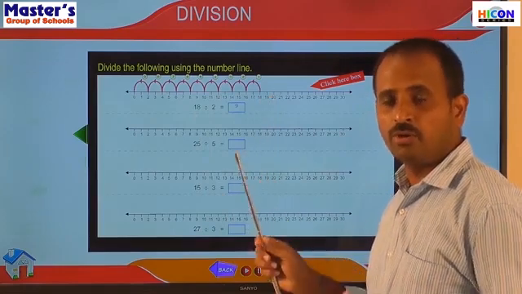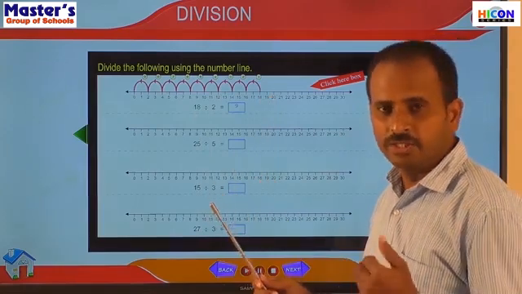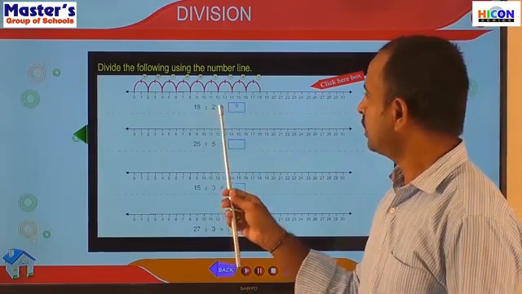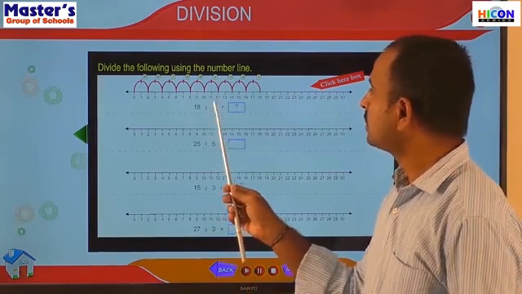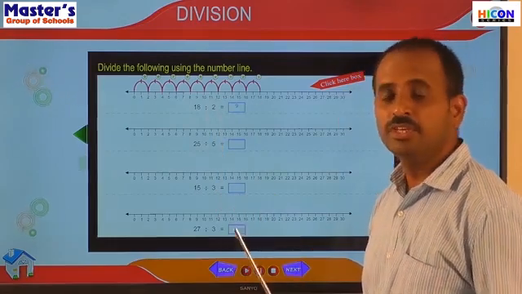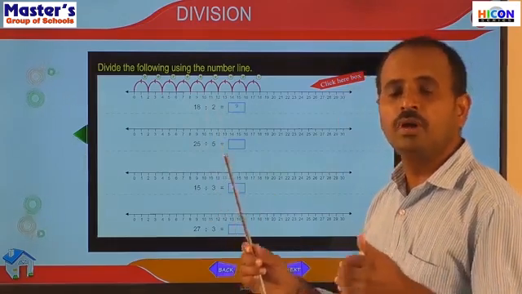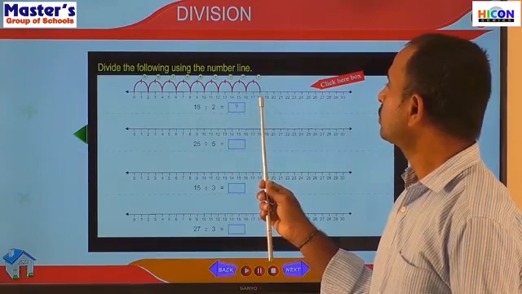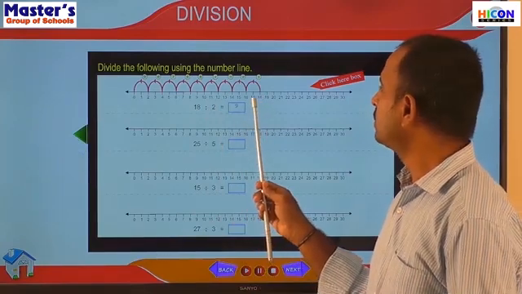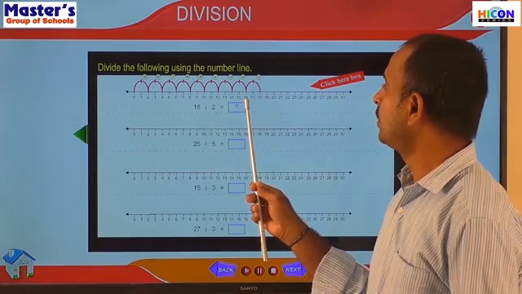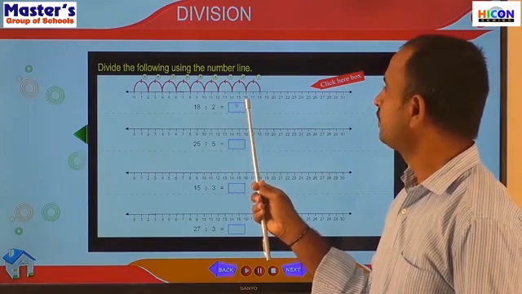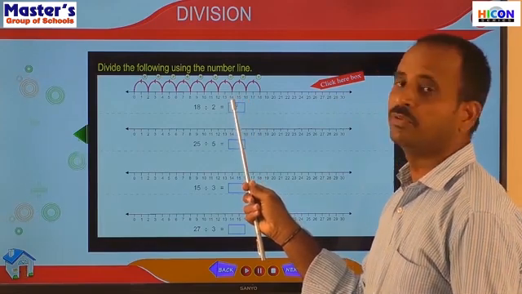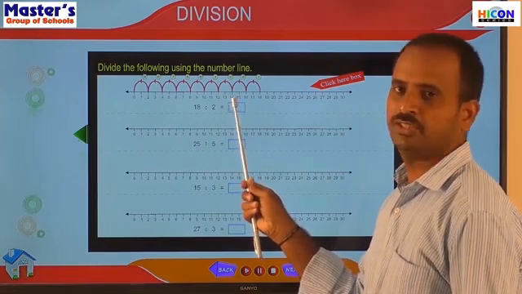And now you have to move steps. In each step, how many numbers do you have to cover? In each step, you have to cross 2 numbers. So count 2 numbers starting from 18. That is 1, 2. We have reached 16 after the first step. And again count 2 numbers: 1, 2. So we have reached 14 after the second step.